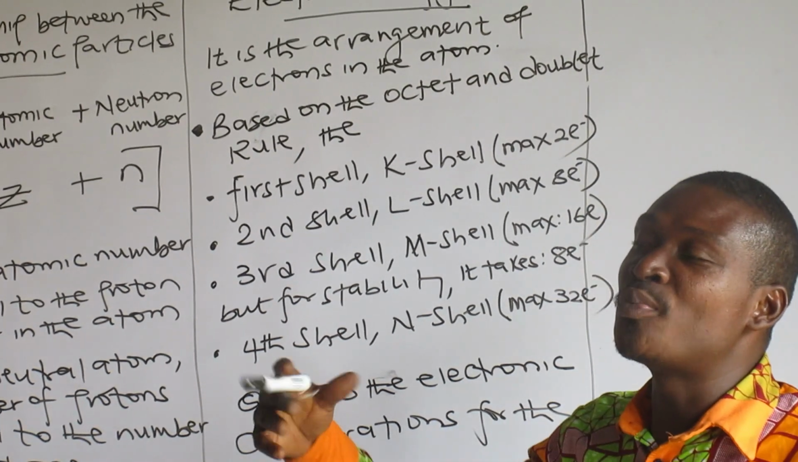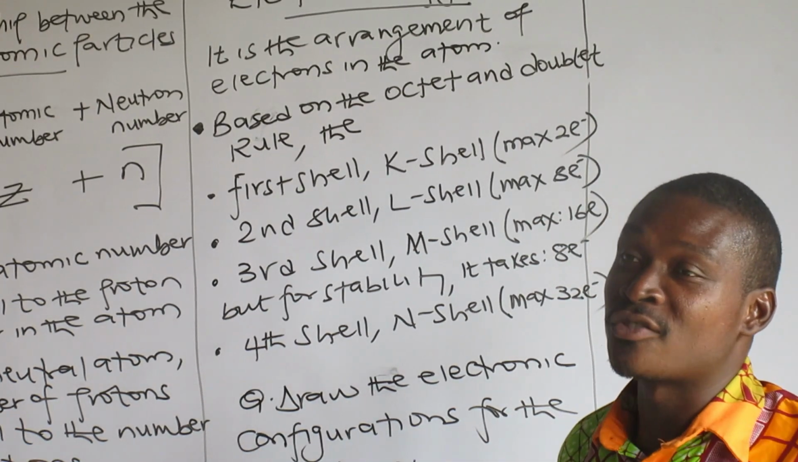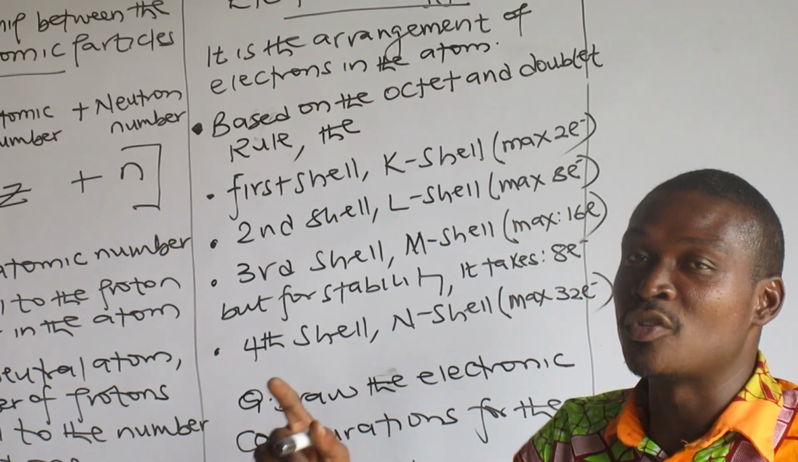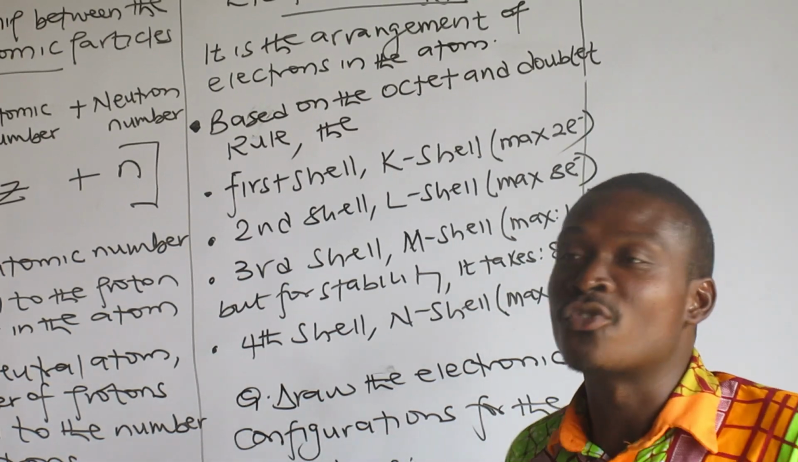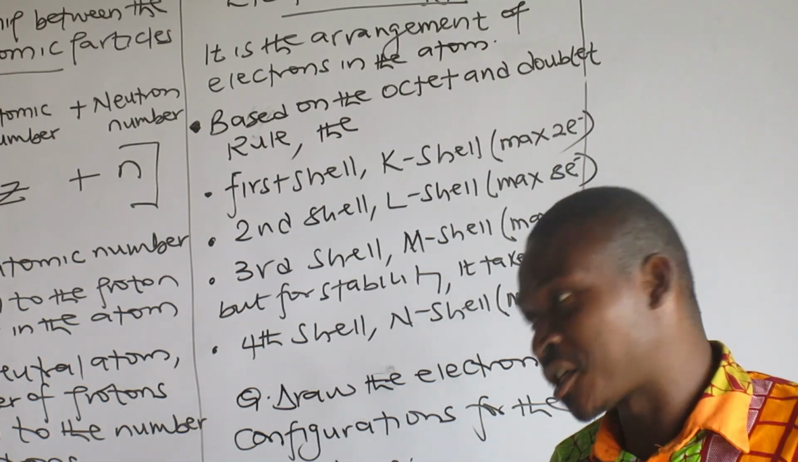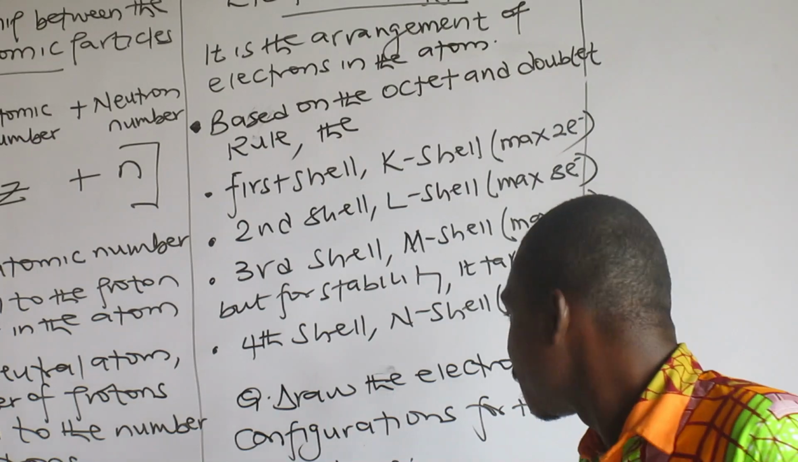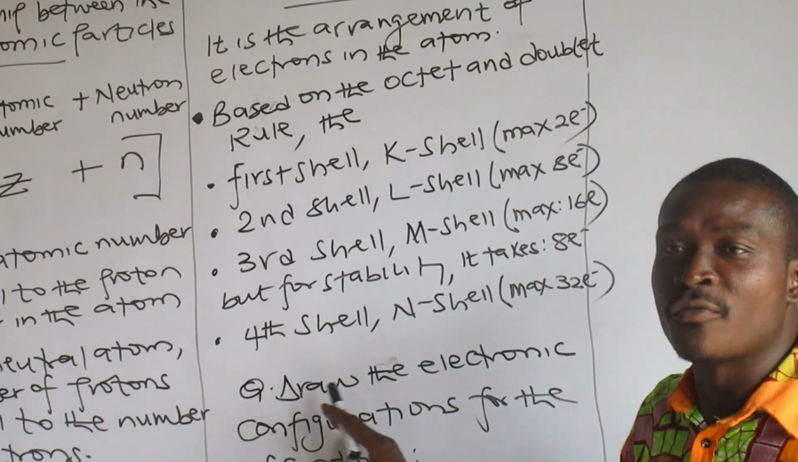Those who do pure chemistry can see 32 when you are going through the first transition metals, scandium to zinc, 21 to 30. But this chemistry is designed for non-science students. We don't draw those configurations, right? So we end our trouble on the KLM shell. Are you okay? Good. So let's try to draw the electronic configurations for the following.